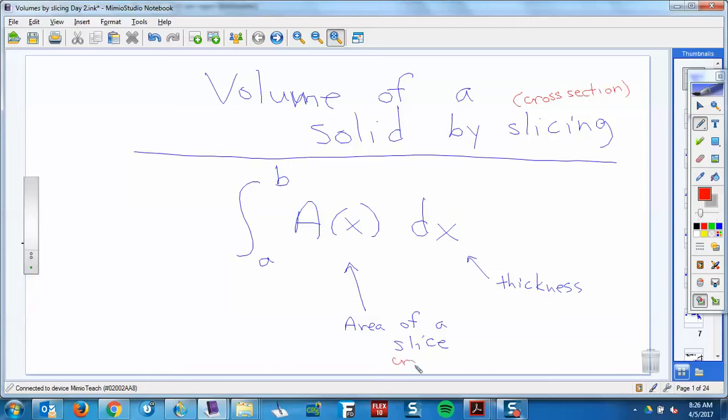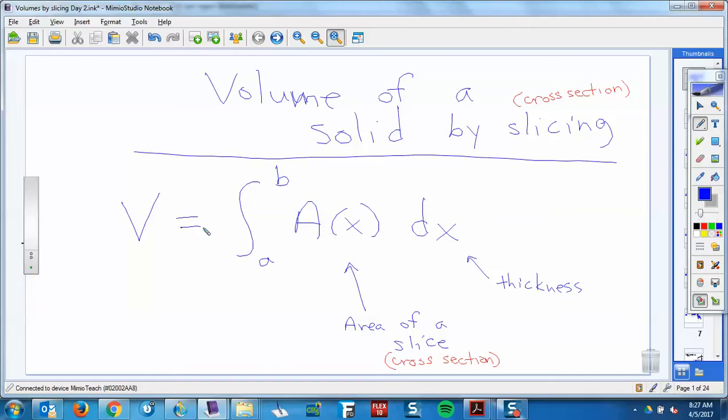Okay? So sometimes they'll say the area of a cross-section, or it'll say the cross-sections of the solid are squares or semicircles or something like that. Okay, but then when they say cross-section, they mean slice. Same thing. All right, and the dx, of course, is the thickness. So when you take area times a thickness, you get volume. Area times the thickness, you get volume. And I probably should put V equals here. V equals that. Okay?